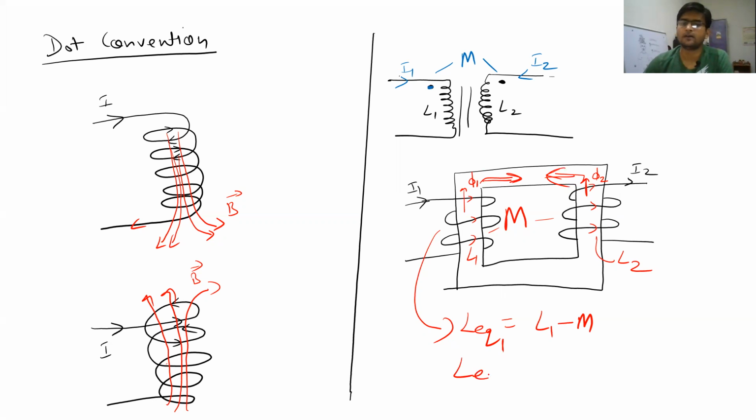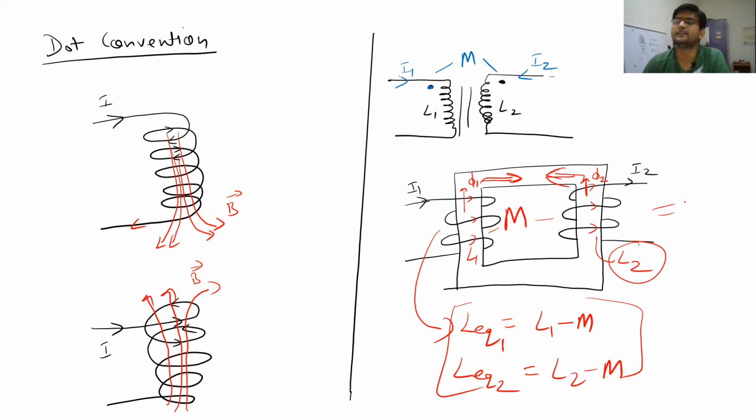Similarly, on the secondary side, the inductance value of the secondary side will be L2 minus M. So here also the overall L2 inductance value will be decreased by M. So we can say that if we want to represent this circuit in the dot convention, we can simply write it like this. So the current I2 is going in this direction.